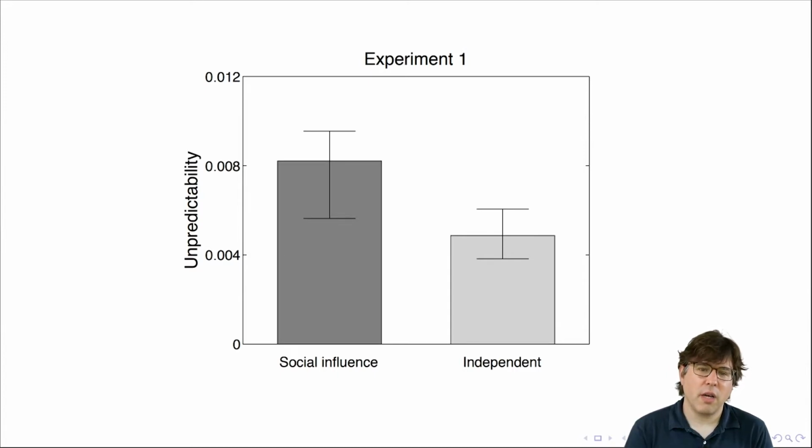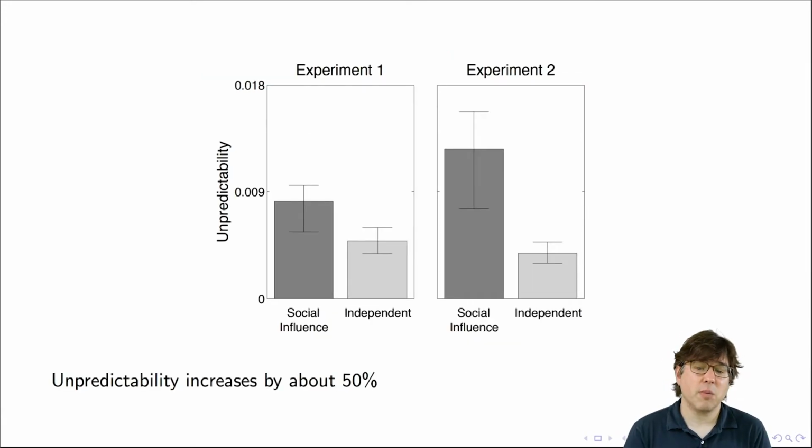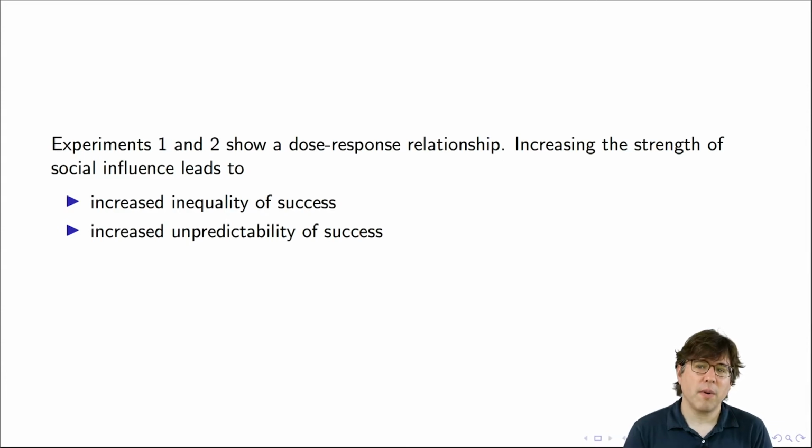So here is the unpredictability in experiment 1. We see that it's higher in the social influence condition than in the independent condition. Here's the unpredictability in experiment 2. So it increases by about 50%. And so what we see is experiments 1 and 2 together showed this dose-response relationship where increasing the strength of the social influence led to increased inequality of success and increased unpredictability of success.